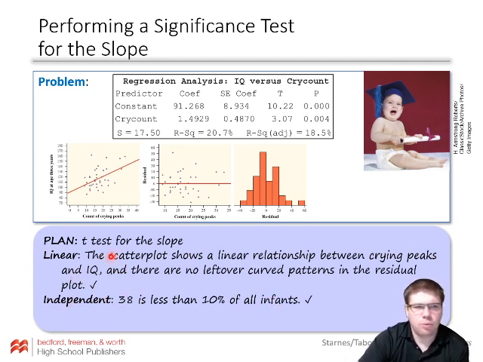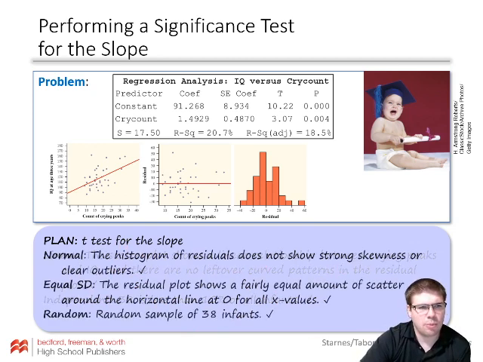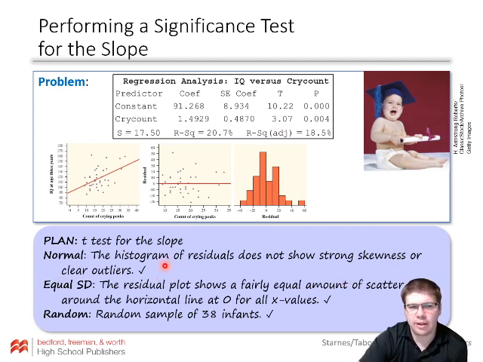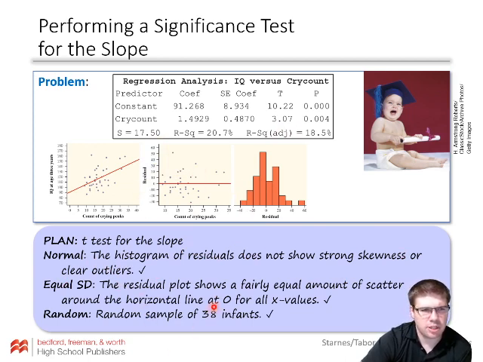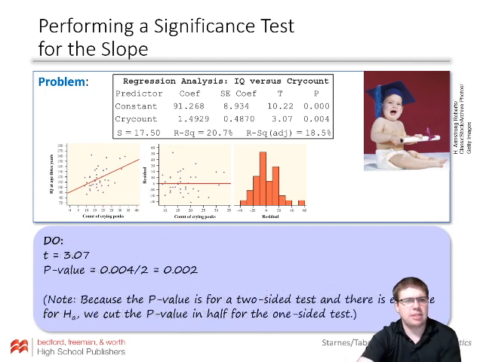Independent: we have 38, which is less than 10% of all the infants, so we can treat it as independent. The normal condition: the plot of the residuals shows no strong skewness or outliers. The E equals standard deviation: we don't see any real spreading or converging, a fairly equal amount of scatter around the horizontal line there, so equal standard deviation. And then the random condition: we have a random sample of 38 infants in this case. So conditions are met. So then we're going to perform this test.